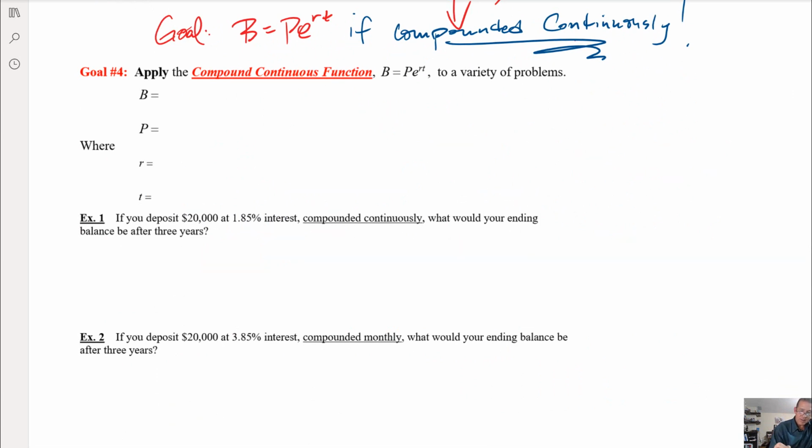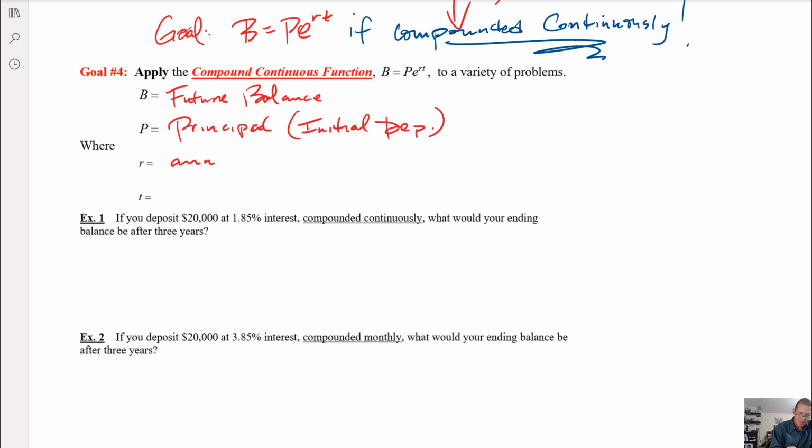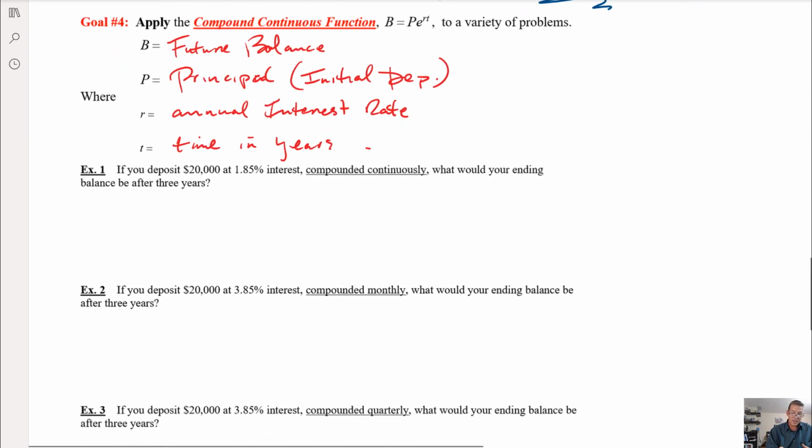So in this case, B is a future balance. P, principal, that's the initial deposit. R is your annual interest rate. Remember to express that as a decimal, and t is the time in years. So most of this stuff is already known. You already know all of this right here. The only thing is we have to apply it. All right, so let's apply it. Here we go.